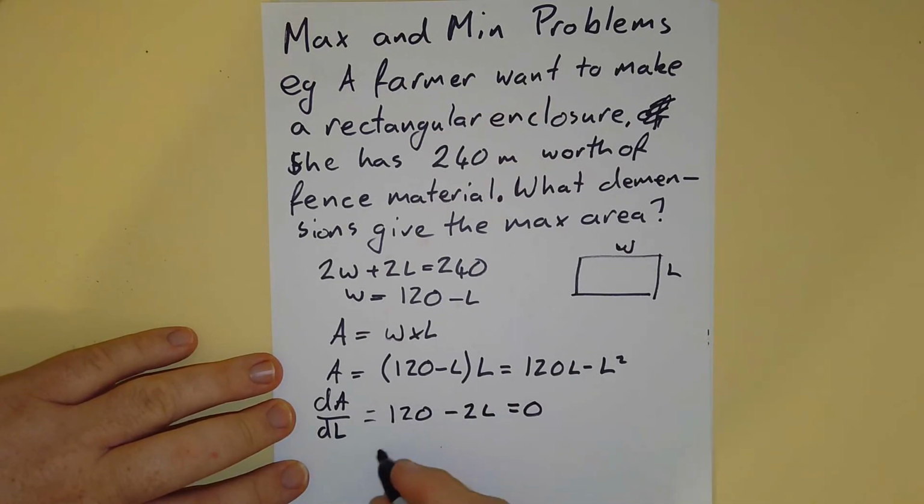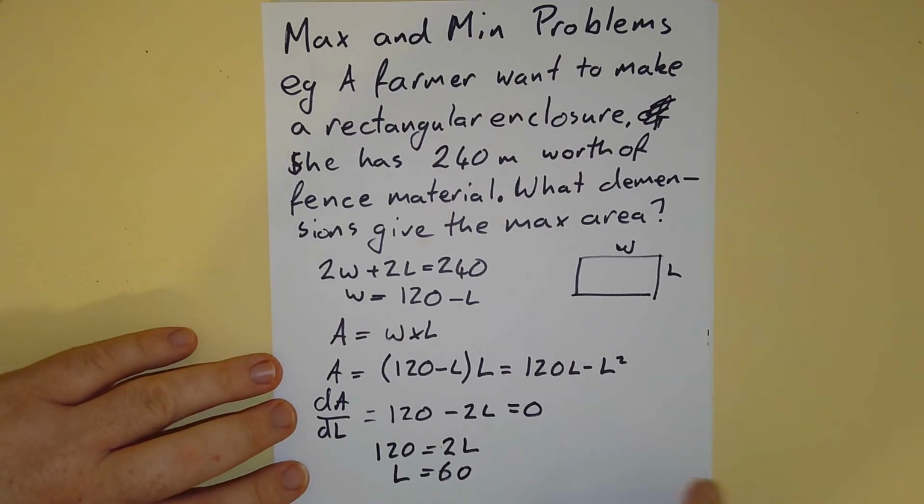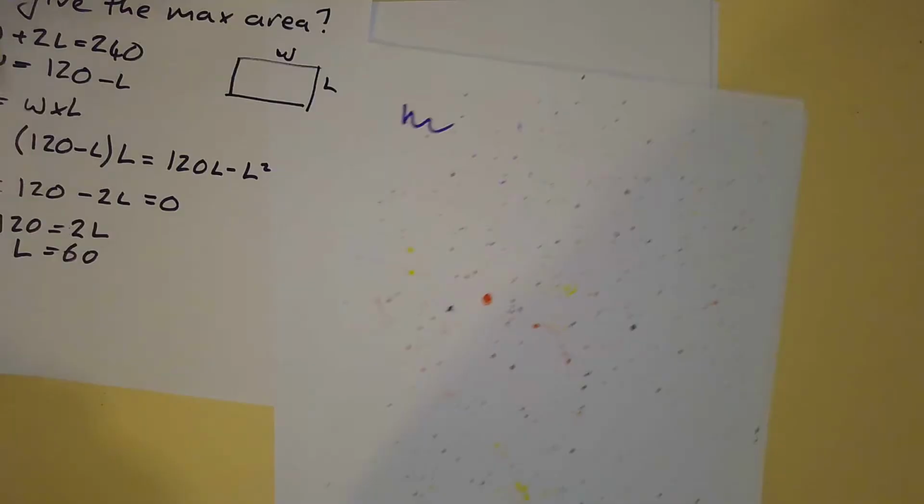So let's do some rearranging. I've got 120 equals 2L, or L equals 60. So what I'm interested in is the 3 points: when L is 60, when L is 0, or L is 120. So let's have a look at those values.